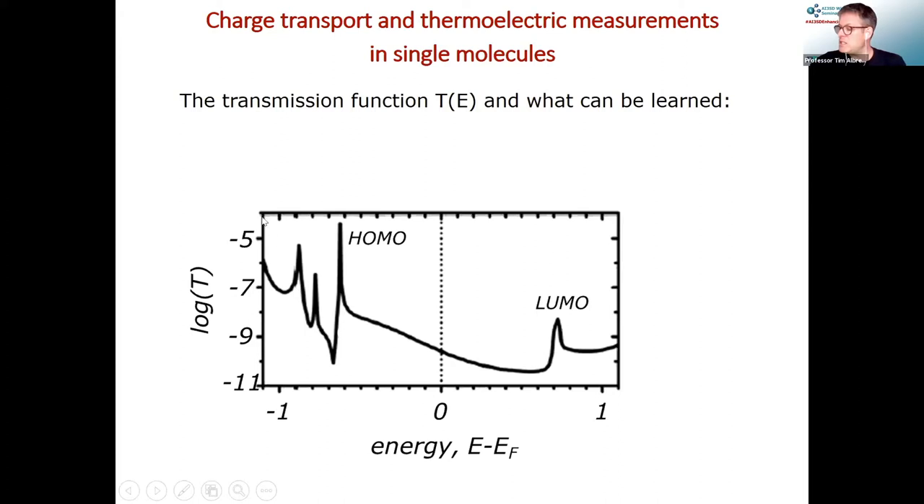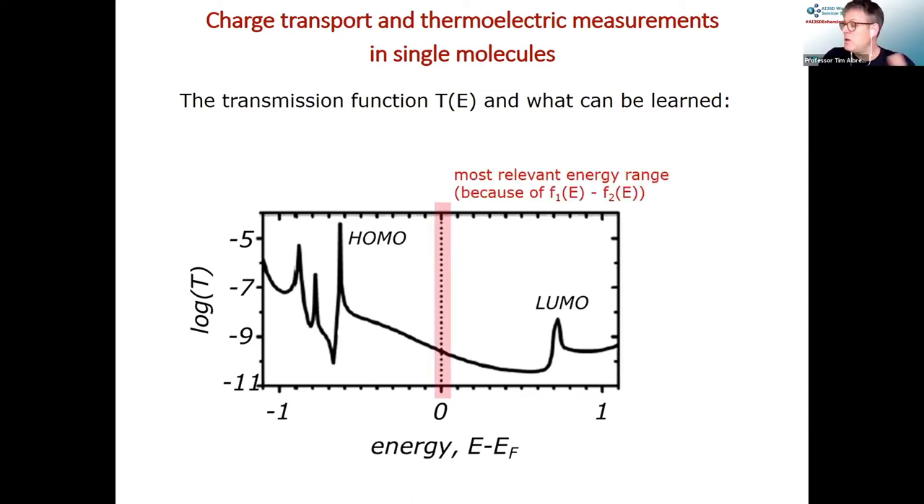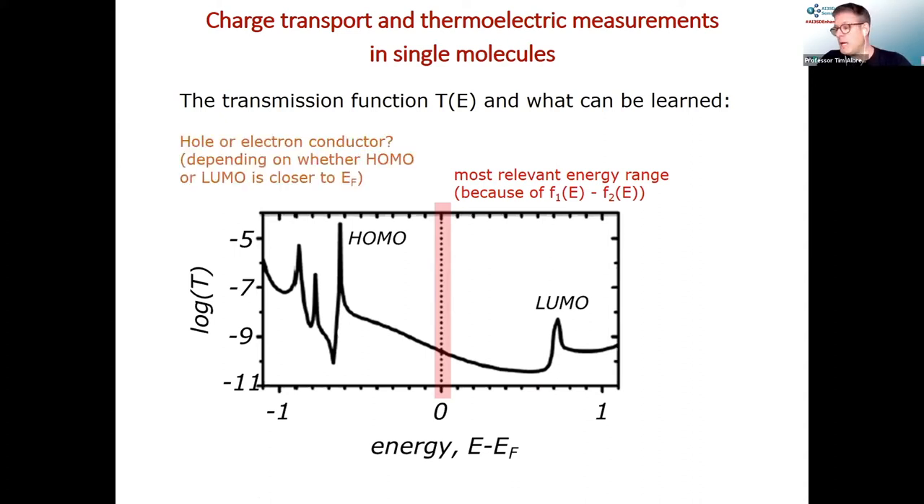You can see here, this is the logarithm of the transmission factor. This is the energy relative to the Fermi energy of the electrodes. You can extract a whole load of things from that. First of all, you can show that for charge transport, the most relevant part is around the Fermi energy. You can determine whether a material is a hole or an electron conductor, depending on whether the highest occupied molecular orbital or the lowest unoccupied molecular orbital is closer to the Fermi energy of the electrodes.